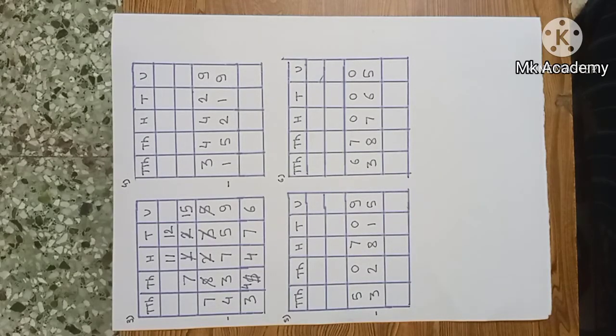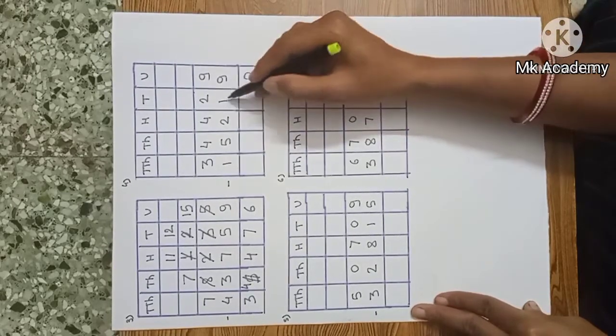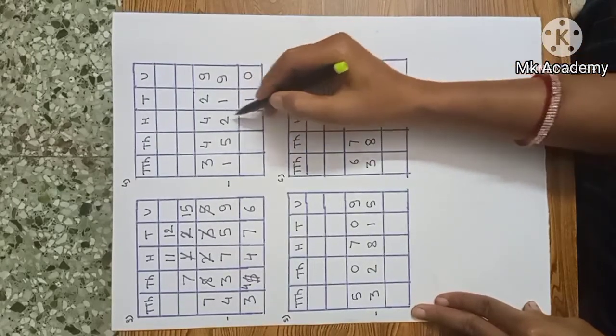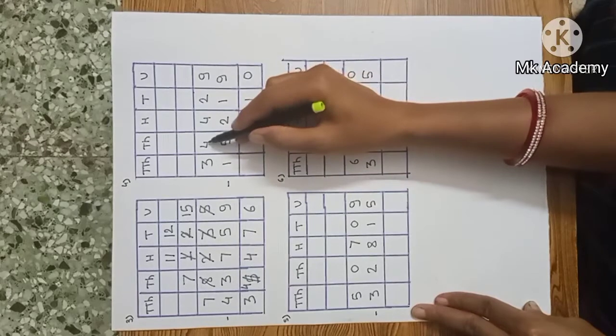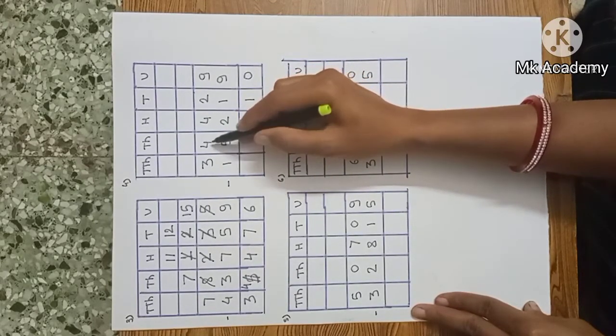34,429 minus 15,219. Now 9 minus 9, 0. 2 minus 1, 1. 4 minus 2, 2. 4 minus 5, this cannot be possible. This is big and this is small.